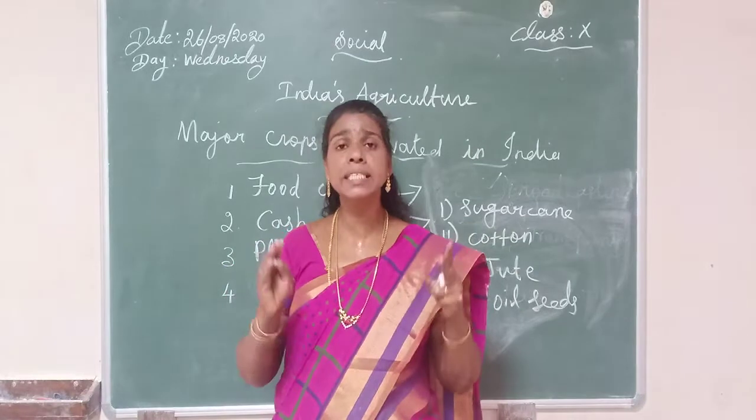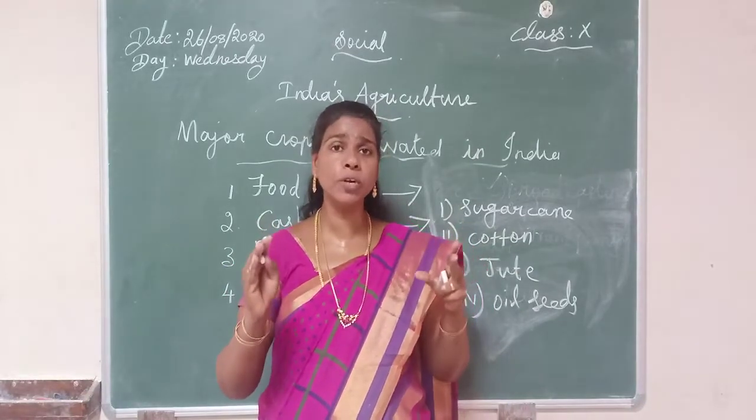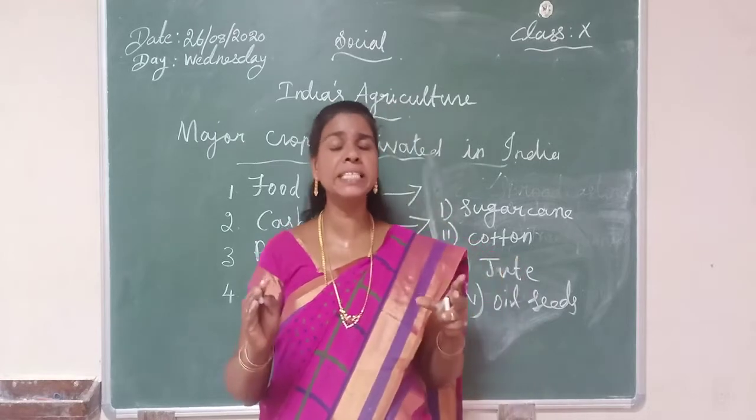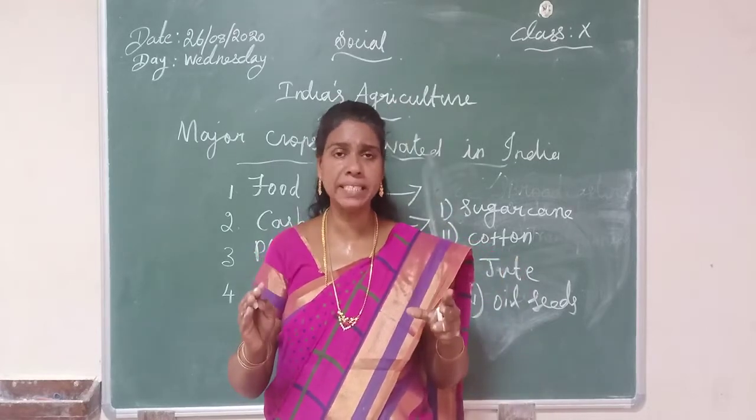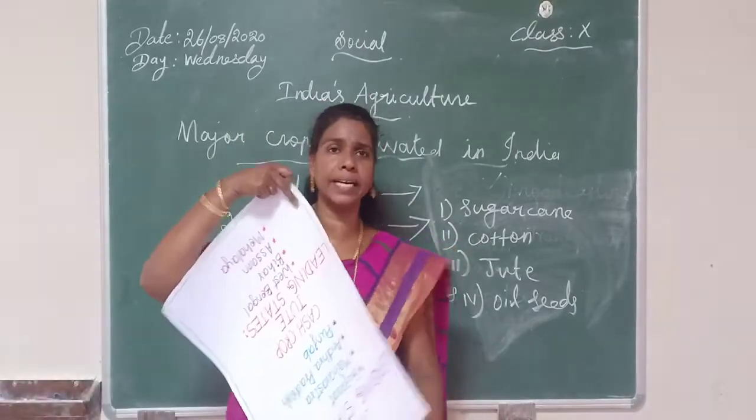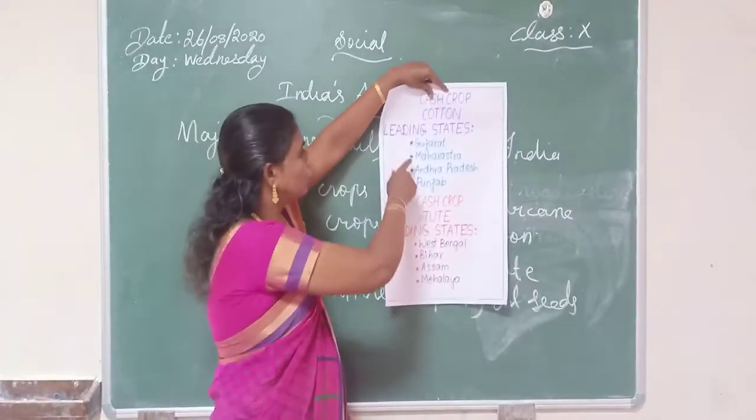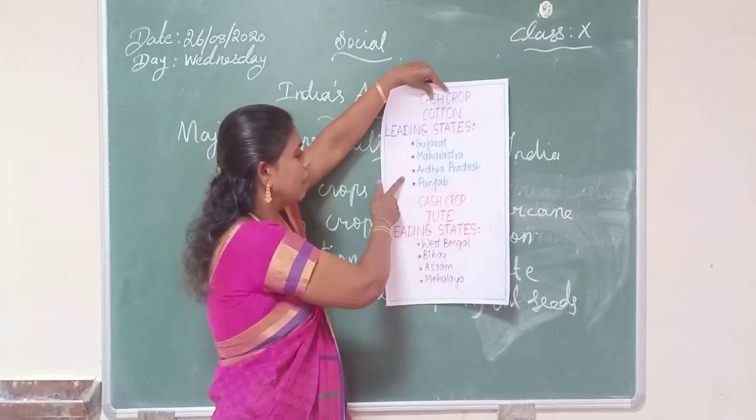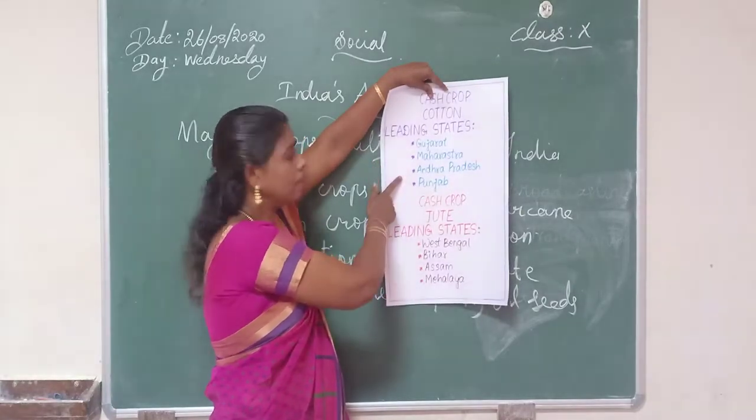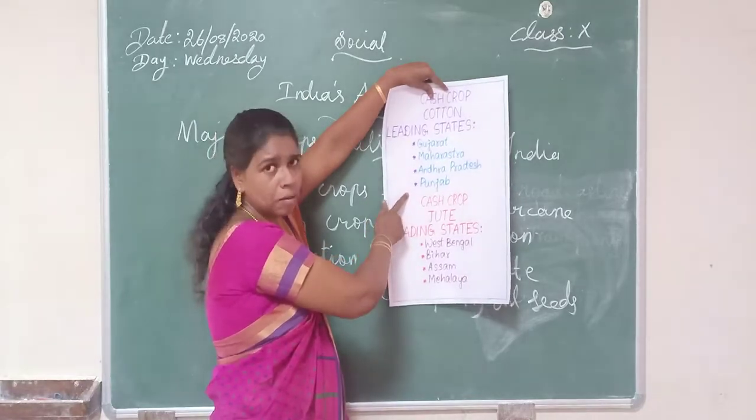India is the second largest cotton producer in the world, and the first place is China, second place is India. Some of the states cultivating cotton, the major states, are Gujarat, Maharashtra, Andhra Pradesh, Punjab.